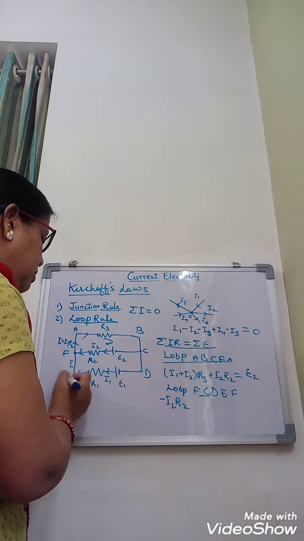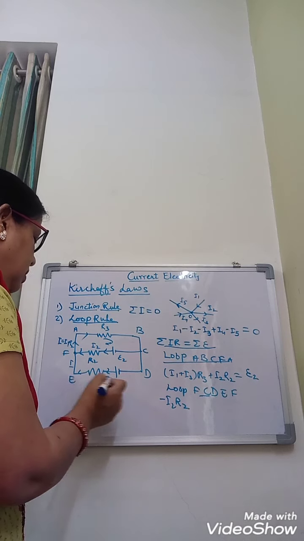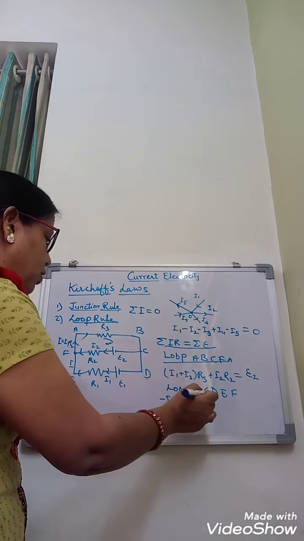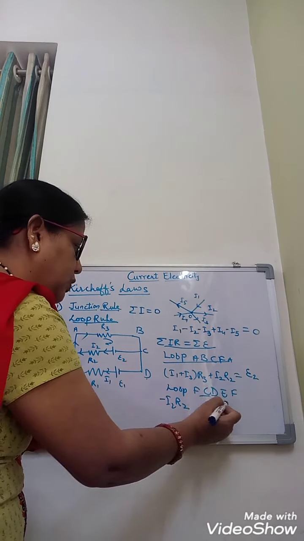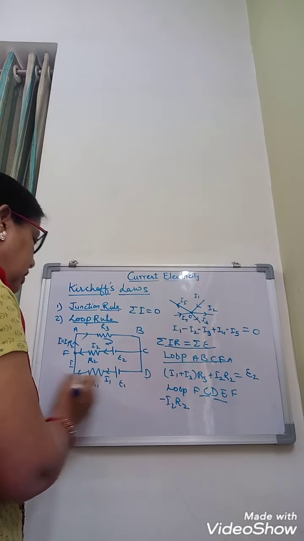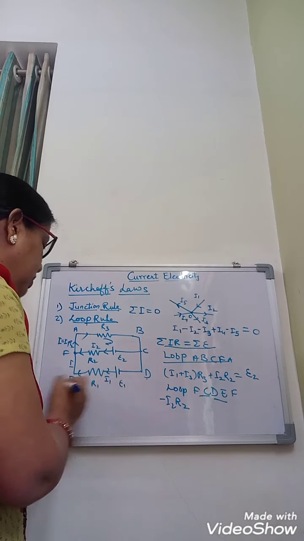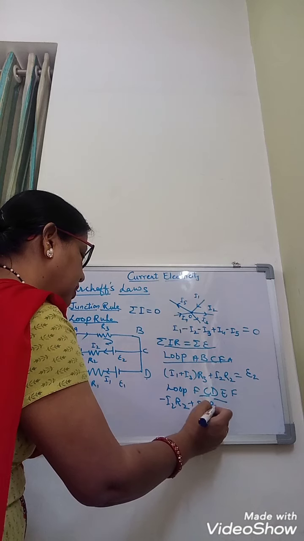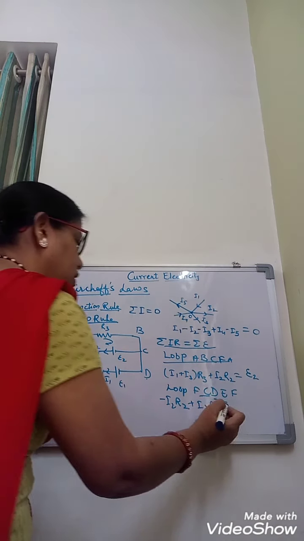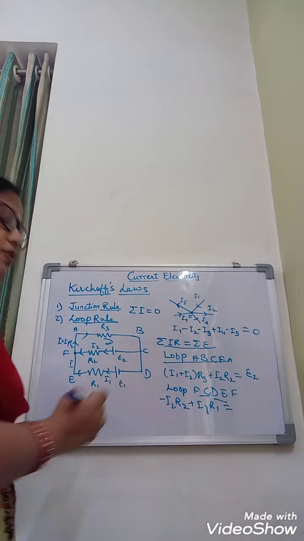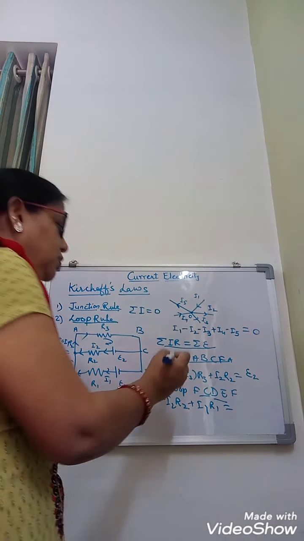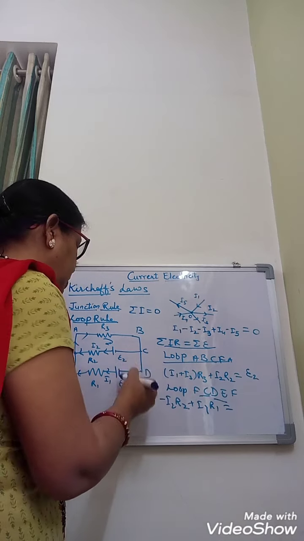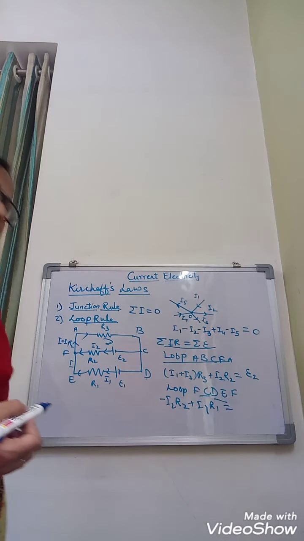Then in this branch, I have to go for this branch. Now my direction is from D to E. So I am going from D to E and the current is also going in the same direction. So plus I1 R1 is equal to, now there are two EMF in this. First we have to write the sum of product of current and resistance, and on the right hand side we have to take the algebraic sum of EMF.